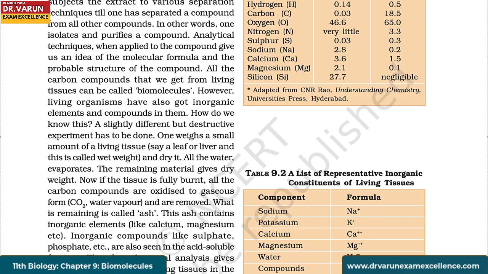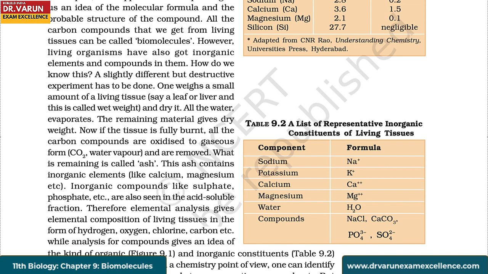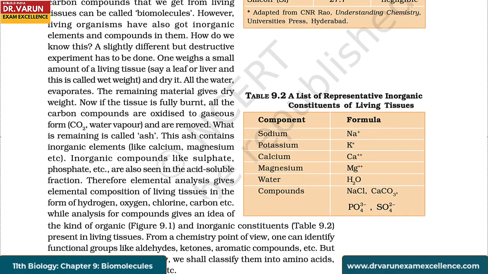Now, if the tissue is fully burnt, all the carbon compounds are oxidized to gaseous form, that is carbon dioxide, water vapor, and are removed. What is remaining is called ash. This ash contains inorganic elements like calcium, magnesium, etc. Inorganic compounds like sulfate, phosphate, etc. are also seen in the acid soluble fraction.